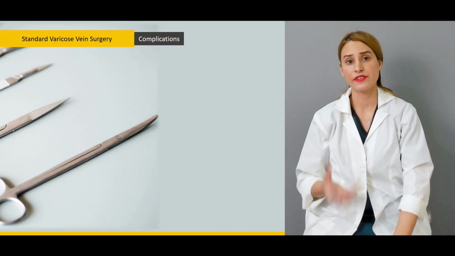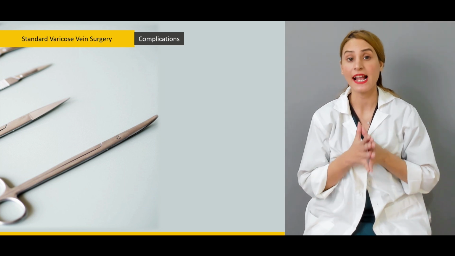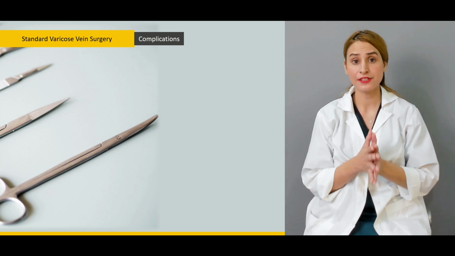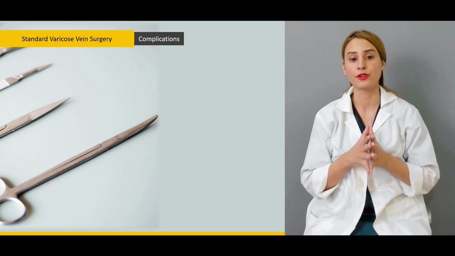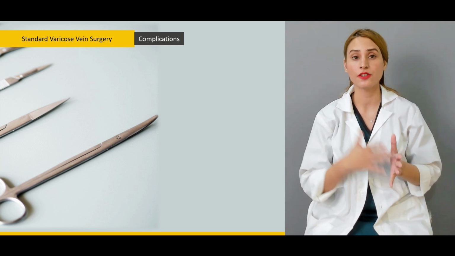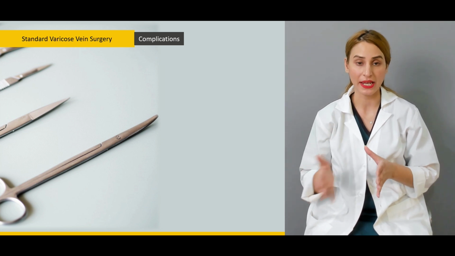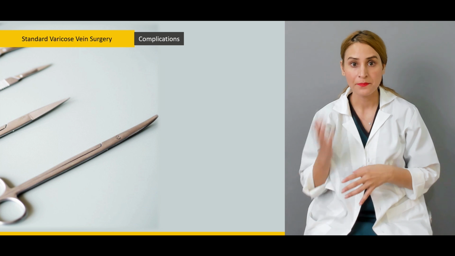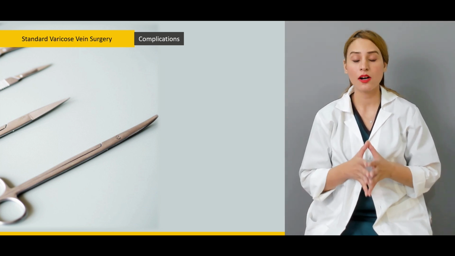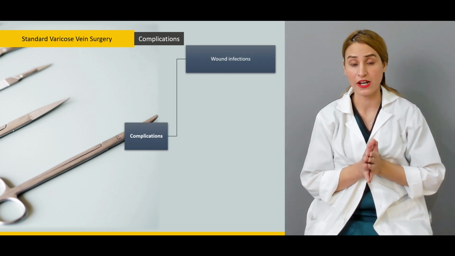So we know that every surgery has some complications, and every procedure has different complications, but generally the standard surgery which we perform for the varicosities is most of the time saphenofemoral junction ligation with great saphenous vein stripping, and saphenopopliteal junction ligation with small saphenous vein stripping. So the complications in this case would be, most of the time, wound infections.